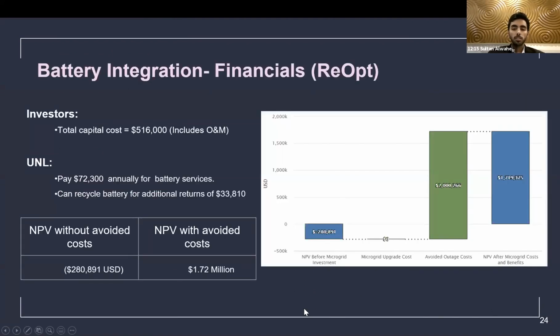And although the battery successfully lowered the building's annual utility demand cost using peak shaving, the battery was still unable to recoup all the costs incurred, and therefore resulted in a negative NPV of $281,000 for UNL. However, when considering the avoided outage cost of $2 million for the equipment, the NPV of the animal sciences building with the battery jumps up to $1.72 million, which can be further increased by roughly $34,000 if the battery is recycled at the end of its life.